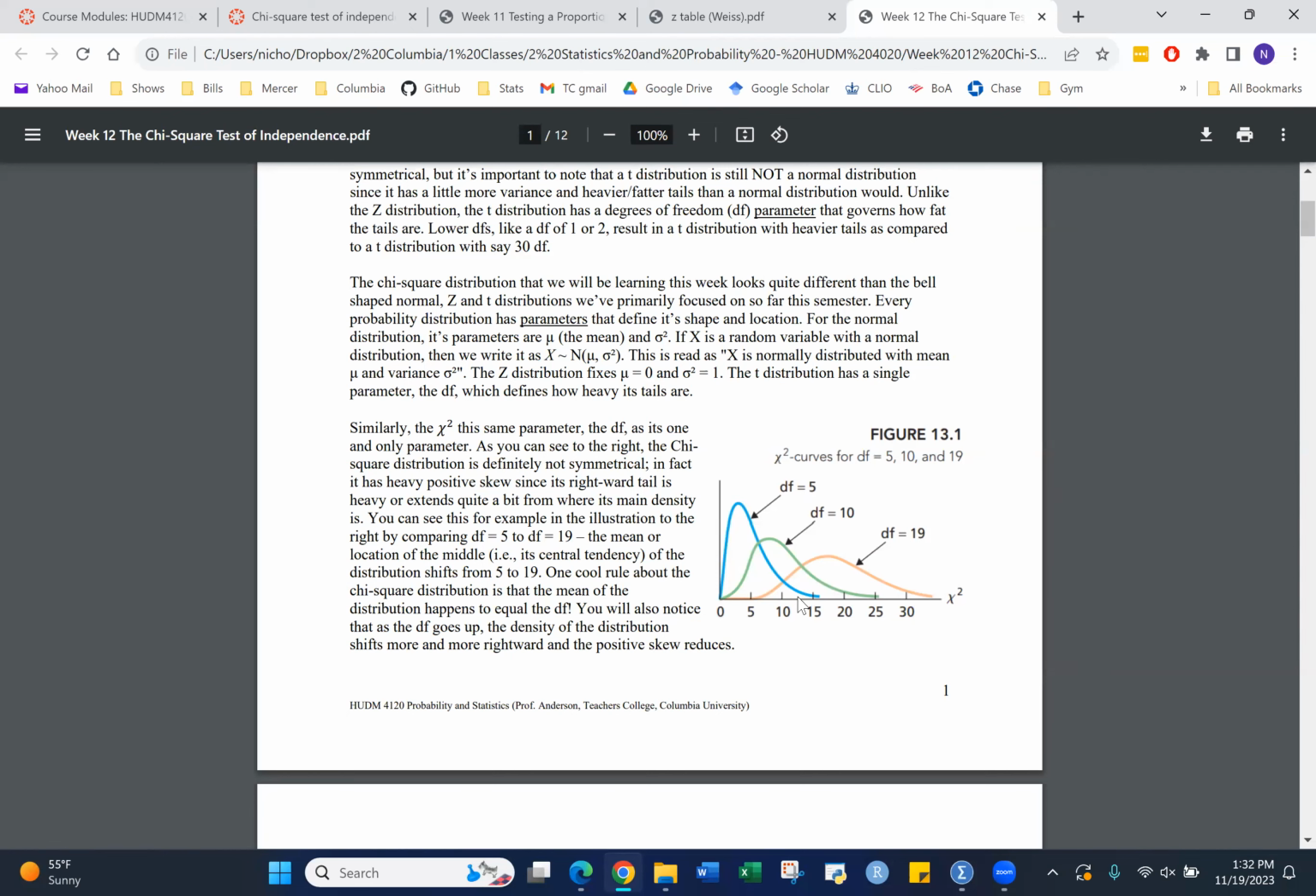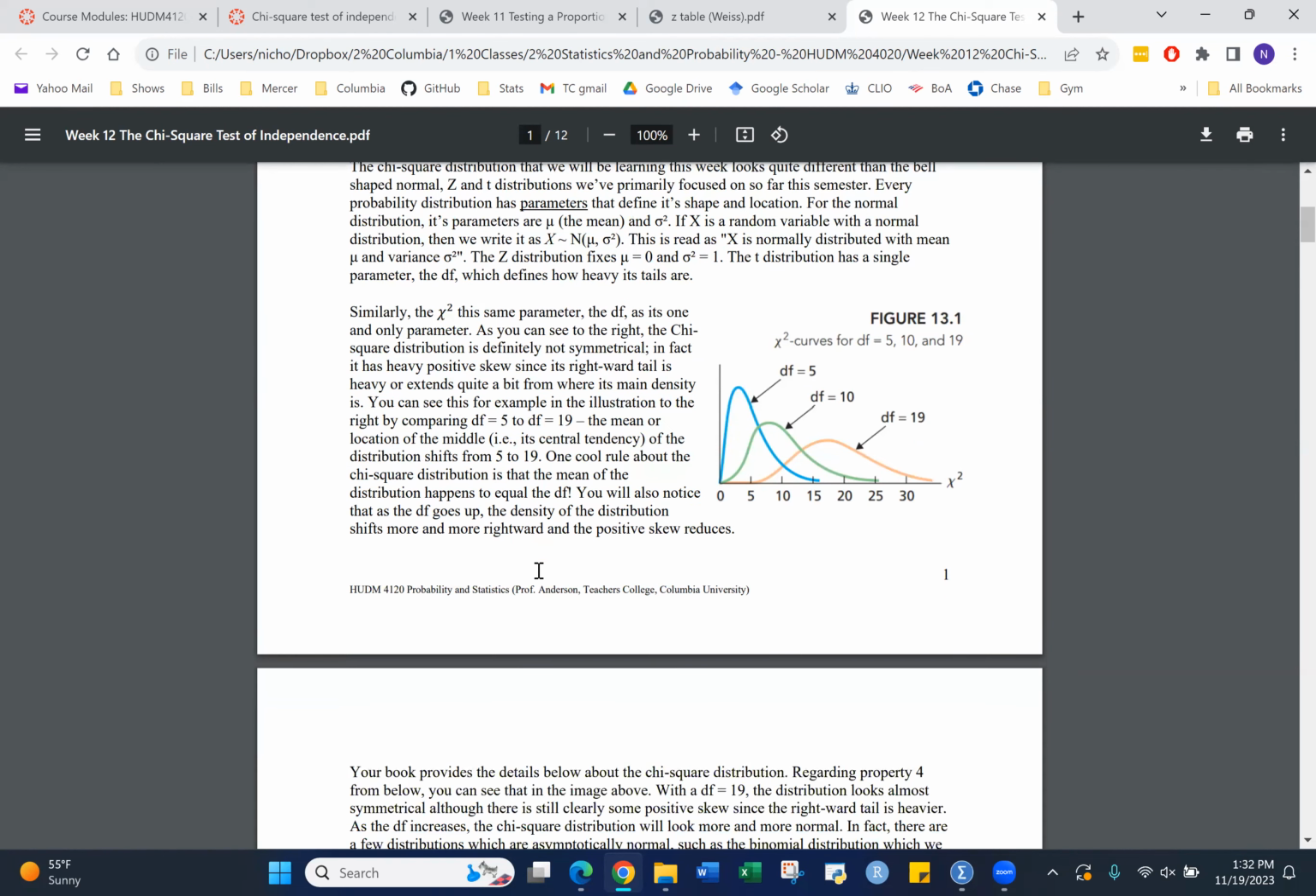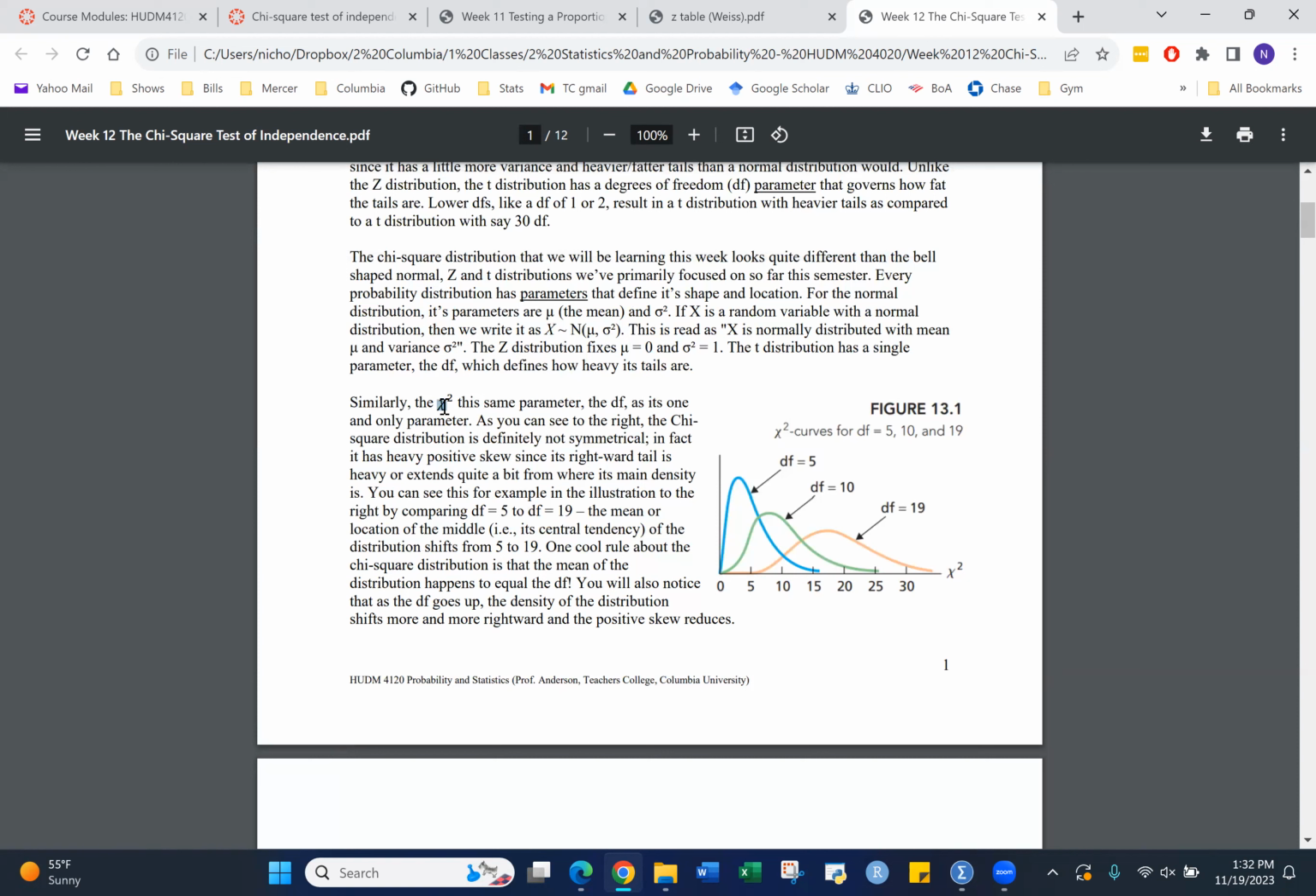So that's a little bit about the shape of the chi-square distribution. And we use the Greek letter chi and squared. And the reason why we call it the chi-square distribution, it's actually a distribution of squared terms. Like if you think of the variance, the variance we often have written as, say, sigma squared. It actually has a chi-square distribution.